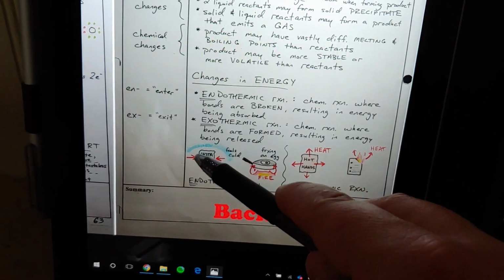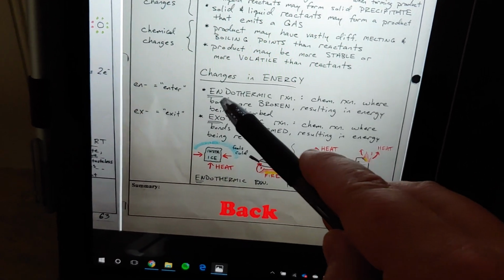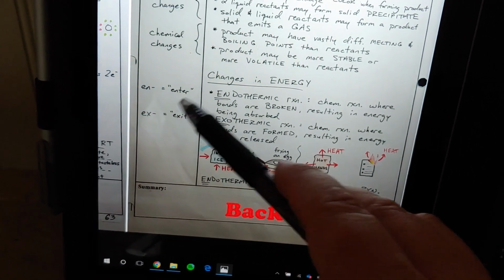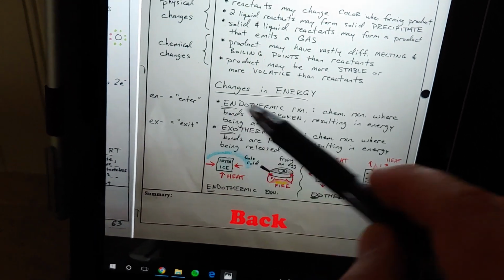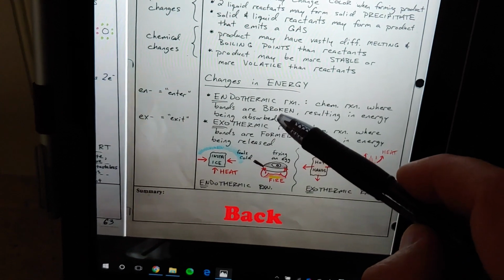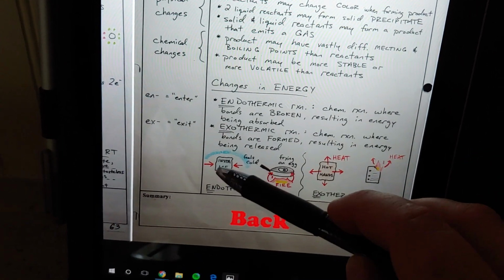The heat is going in. So when it's entering, it's endothermic. So think of EN, endothermic, N as enter. Chemical reaction where bonds are broken. And what happens is energy is being absorbed.